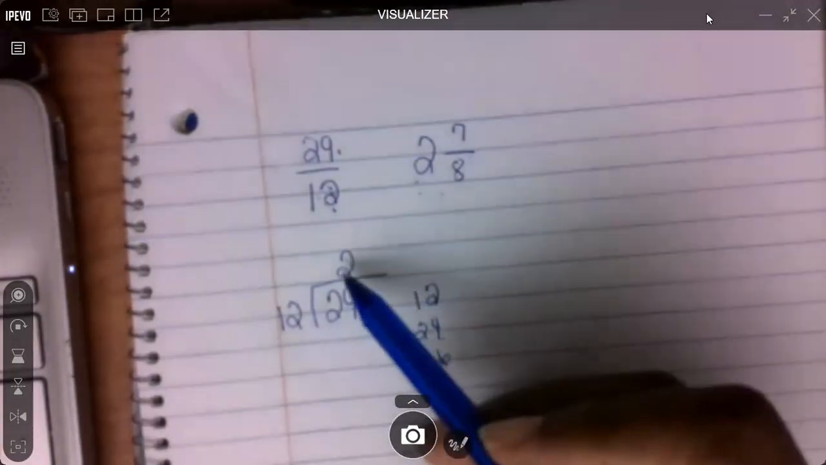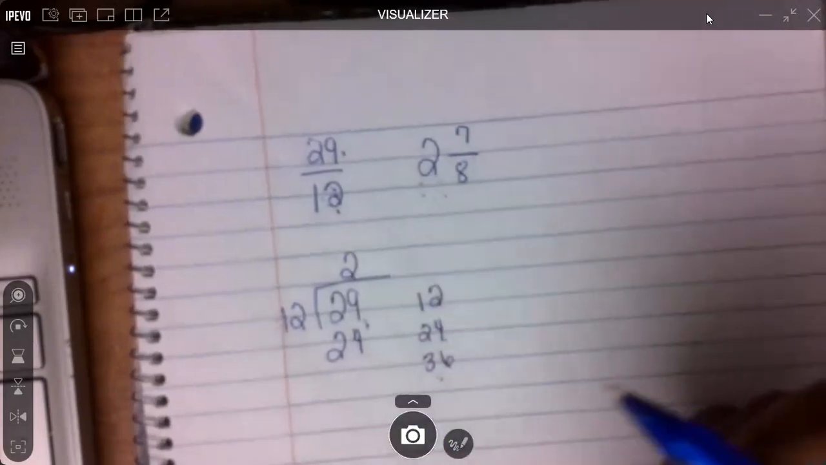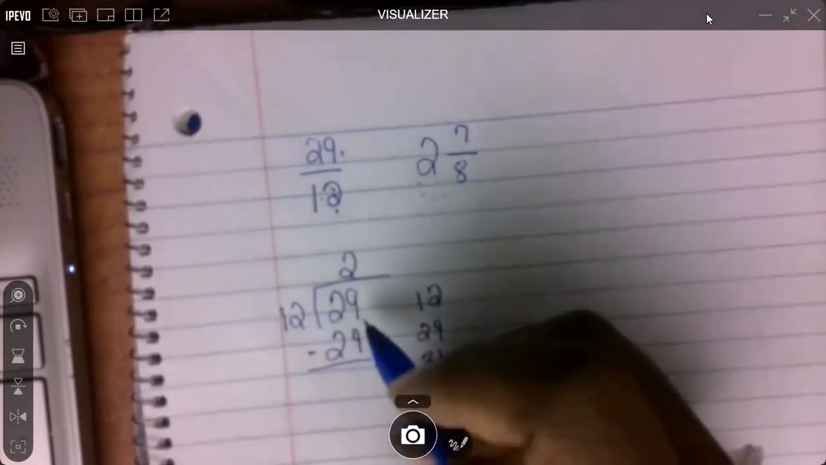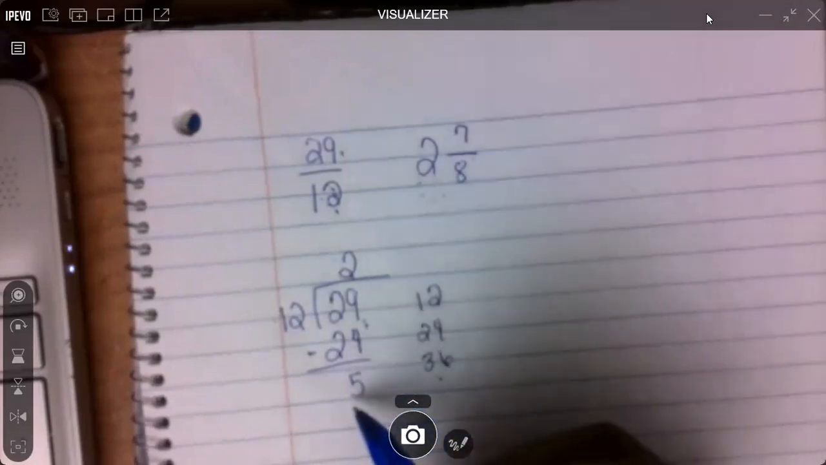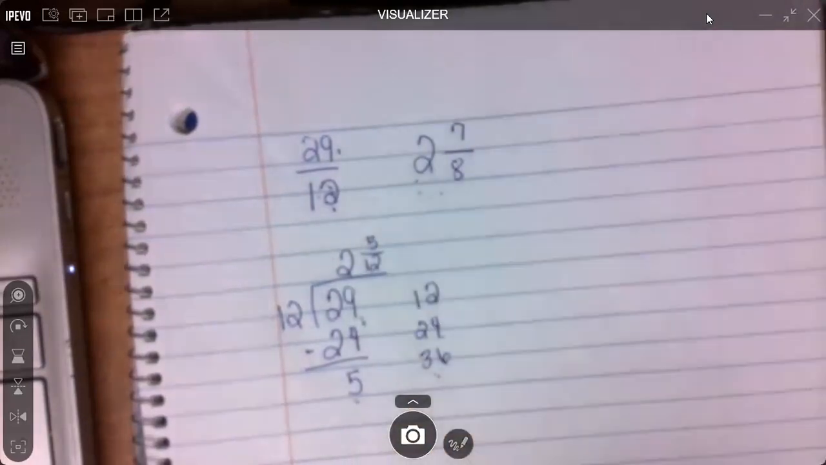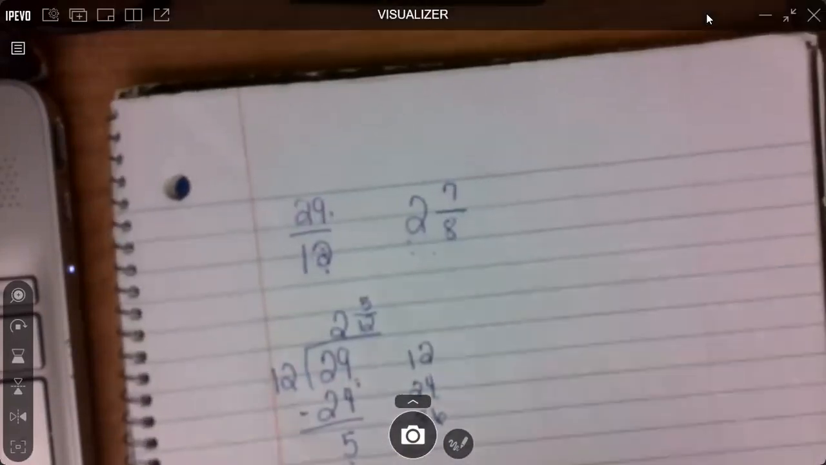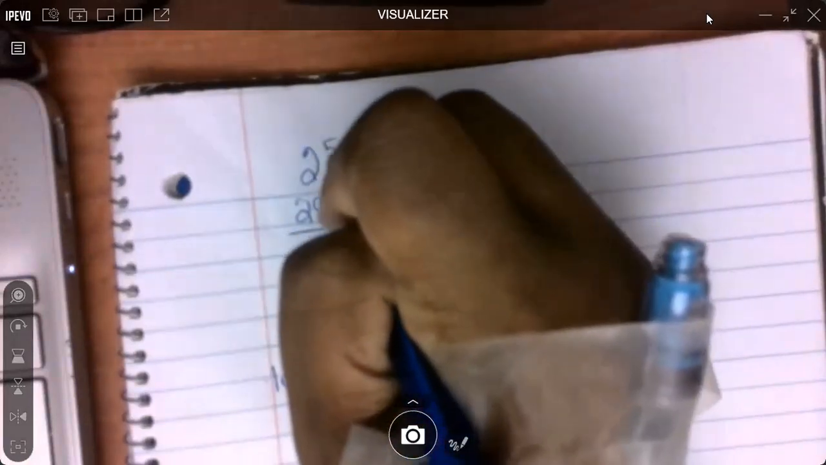Then I'm going to multiply what's in my quotient times my divisor. 2 times 12, 24. Then my next step of division is to do what? Subtract. 29 minus 24, 5. Now my remainder becomes my numerator of my fraction. And remember, my denominator never changes. So now, instead of 29 twelfths, we have 2 and 5 twelfths.